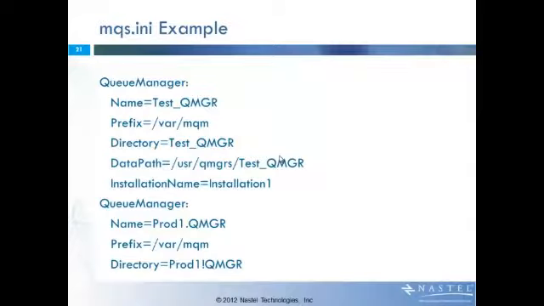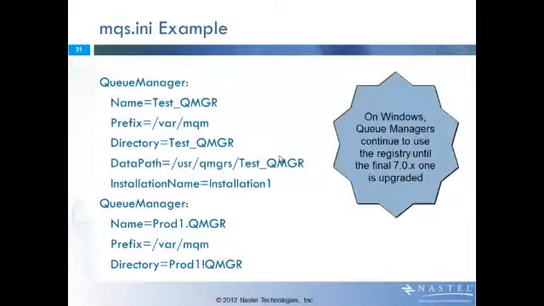Now, here's an mqs.ini file that's been set up that actually has two queue managers in it. You'll see that it has an installation 1, which has been set up for test queue manager, and then prod queue manager doesn't specify an installation. So we know right off the bat that this is a 7.0.1 queue manager because it's not associated with a specific installation, whereas the test queue manager here is in fact either a 7.1 or a 7.5 queue manager.